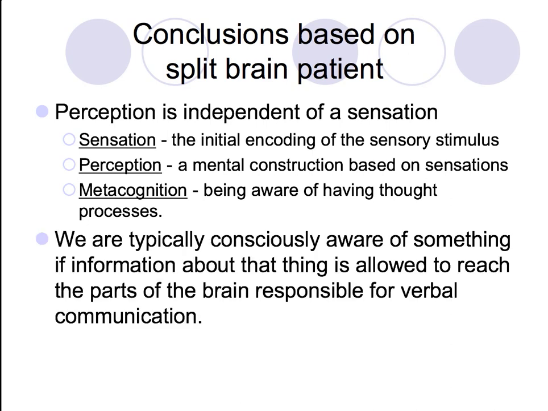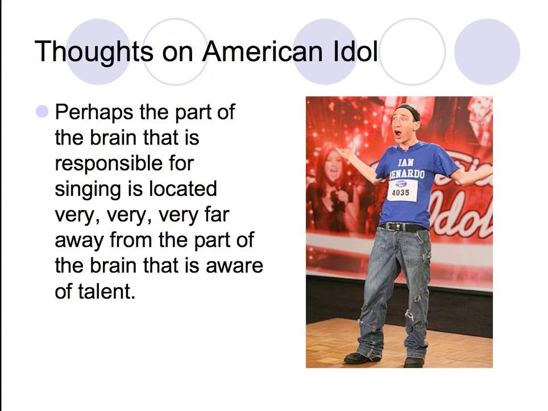So we're typically consciously aware of something if that thing is allowed to reach the brain centers responsible for verbal communication. And that also brings up my theory on American Idol. Perhaps the part of the brain that is responsible for singing is located very, very far away from the part of the brain that is aware that you can sing, which might explain why some of these people think they're brilliant, but they're actually quite terrible performers. A separation between performance and conscious awareness of that performance.